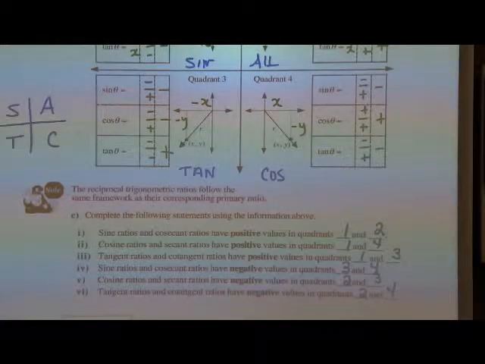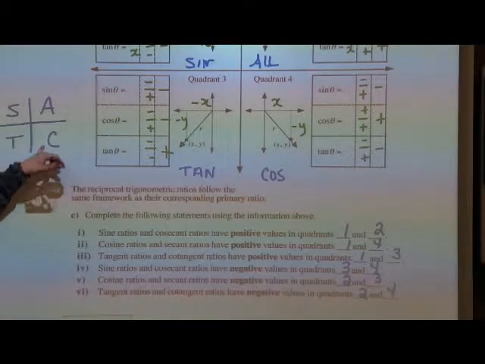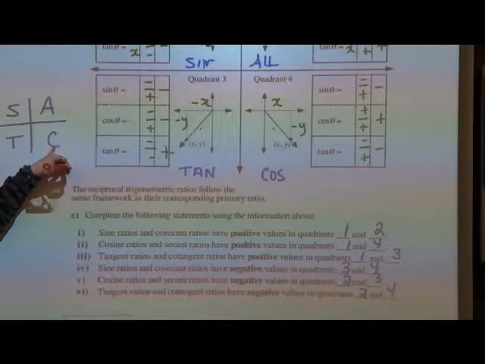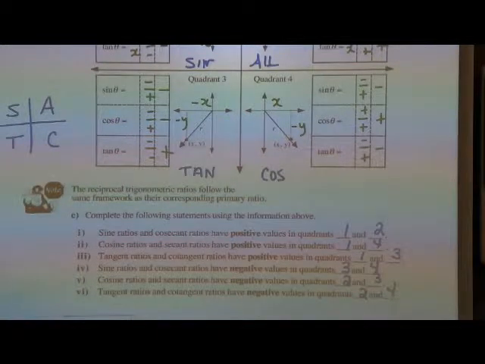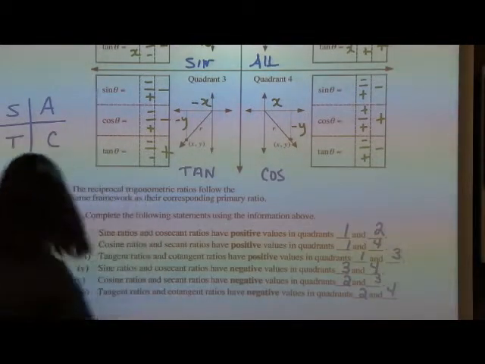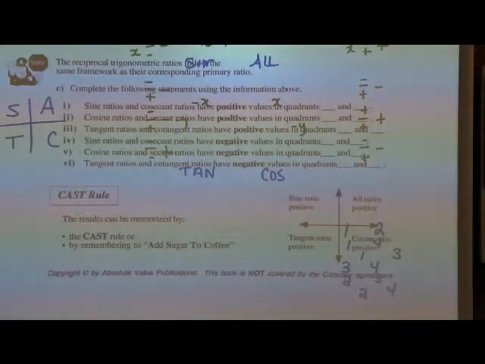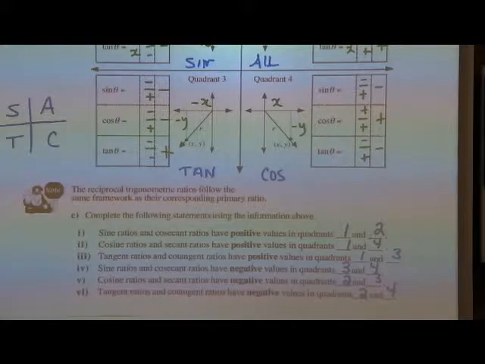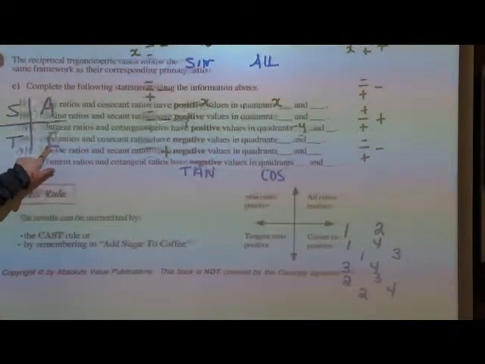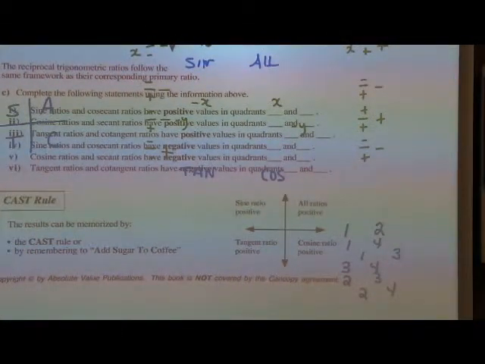But even if you didn't memorize it, how long would it take you to figure out that cos is negative down here? Would it take hours? Would it take minutes? Probably minutes. So it makes it quicker, but it's not a necessity. So the bottom of the page just talks about the cast rule, or remembering to add sugar to coffee.